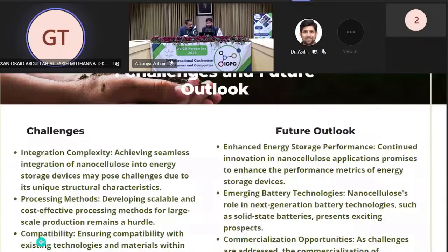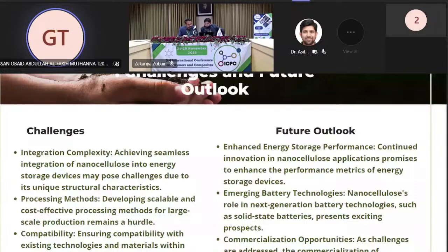Now let me talk about the future prospects. Enhanced energy storage performance: continued innovation in nanocellulose applications promises to enhance the performance metrics of energy storage devices, and also emerging battery technologies. Nanocellulose's role in next-generation battery technologies, such as solid-state batteries, presents exciting prospects. Commercialization opportunities: as challenges are addressed, the commercialization of nanocellulose-based energy storage solutions will likely gain momentum.